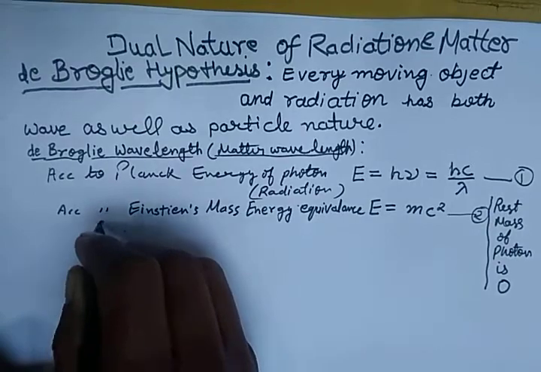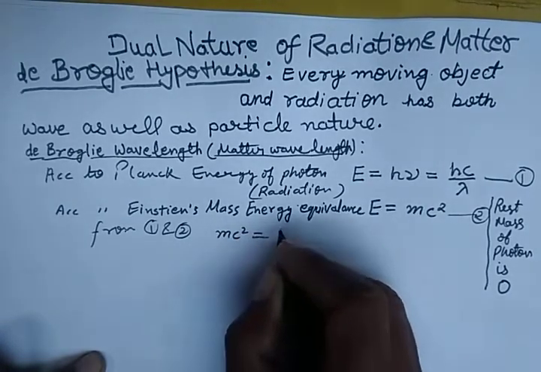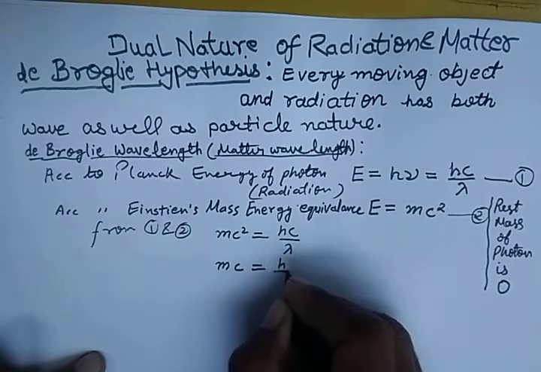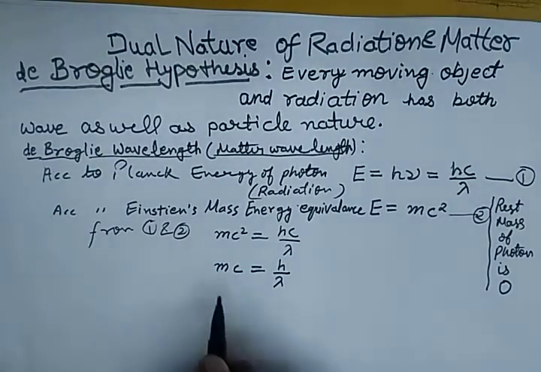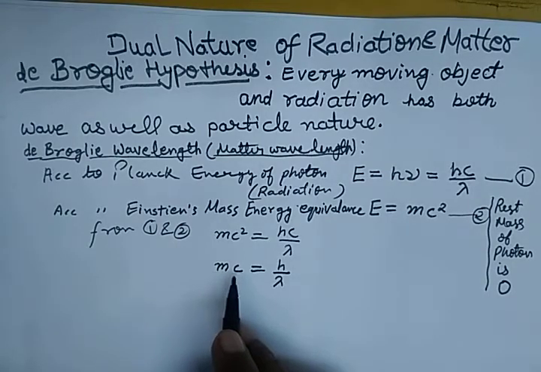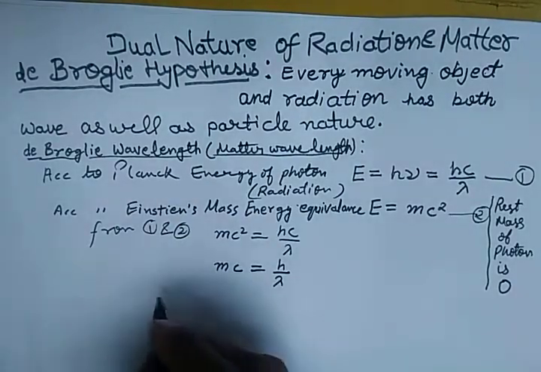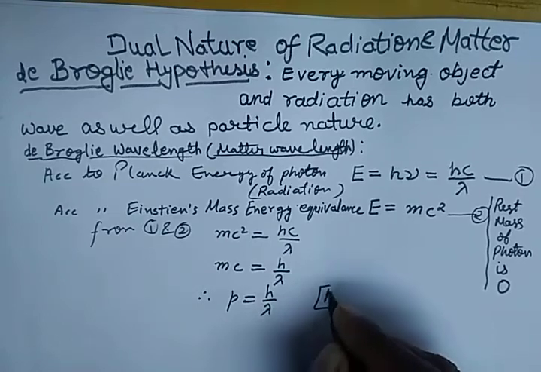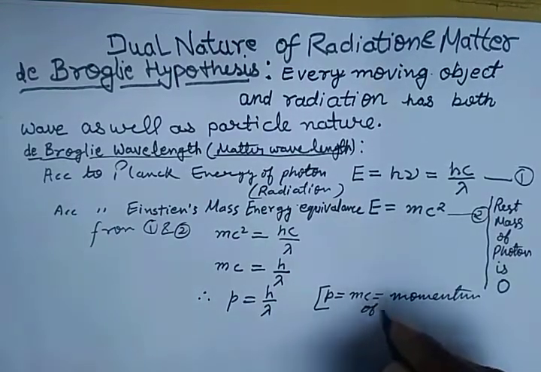Now combining both of them, from 1 and 2, we can write mc square equal to hc by lambda. c will get cancelled, so it is mc equal to h by lambda. But here he looked at this equation in a different manner. He said that this is the mass of photon, this is the speed of light, so mass into speed, that is mass into velocity, which is momentum. So he replaced this as momentum of photon. So p equal to h by lambda, where p equal to mc, that is momentum of photon.